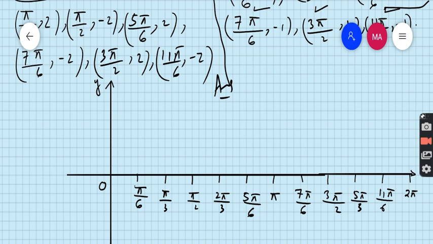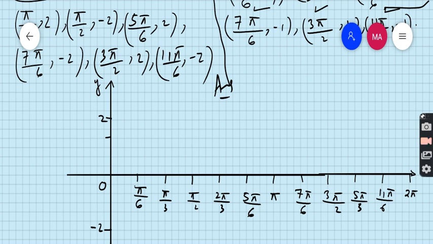On the y-axis, the maximum value is positive 2 and the minimum value is negative 2. So I am taking 1 2 3 4 5 6 plus 2, 1 2 3 4 5 6 minus 2. Then you will be the witness of a good graph.